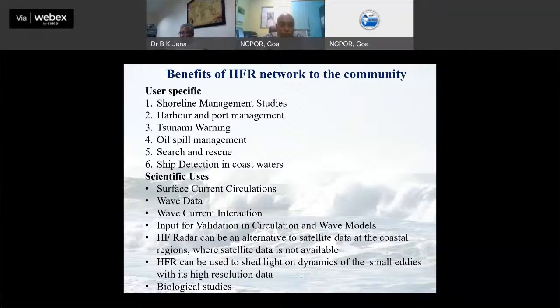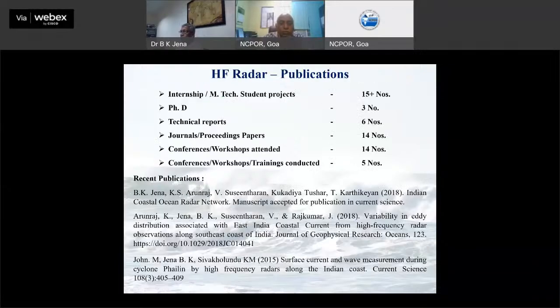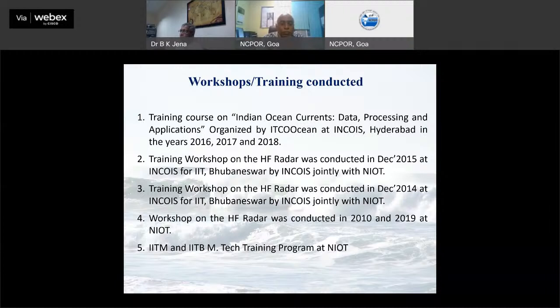And HFDR can be used to shed light on the dynamics of the small eddies with its high resolution data and biological studies. So many students have carried out internships and a lot of PhDs have come, a lot of technical reports, journals, and proceedings have come. You please go through this. And we conduct workshops and training periodically.